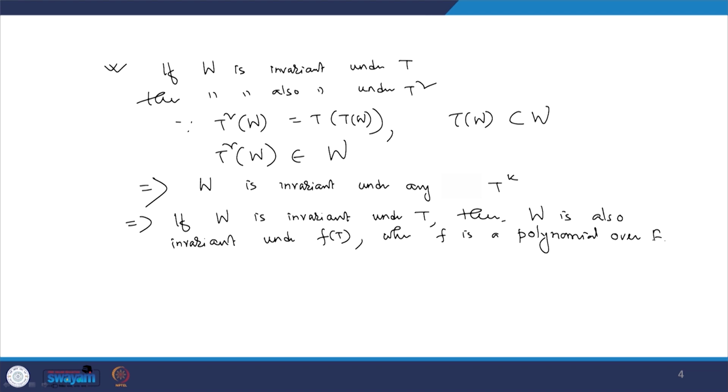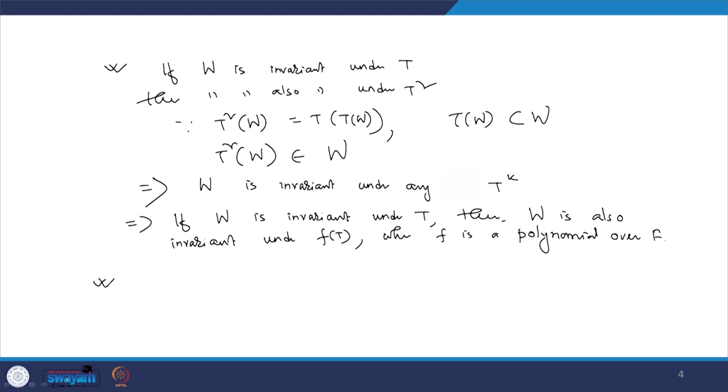So, you see that if W is invariant under T, then it will remain invariant under any operator f(T), where f is a polynomial over the field F, when W is a subspace of a vector space V defined over the field F. So, we see that the way we have constructed the set of polynomials S_T(W, alpha), this is a subspace of the vector space of polynomial functions f(x).